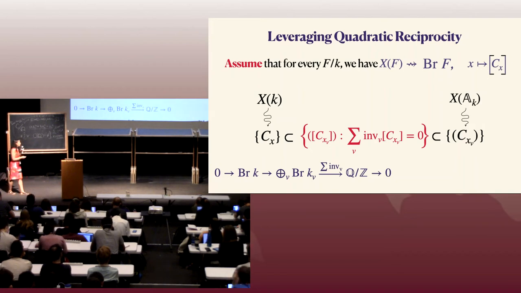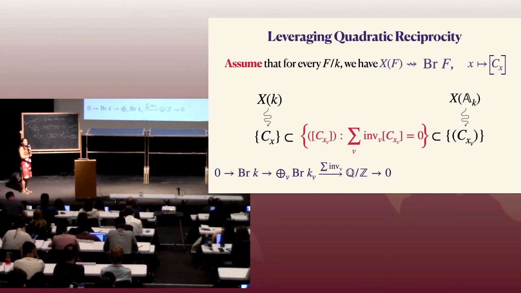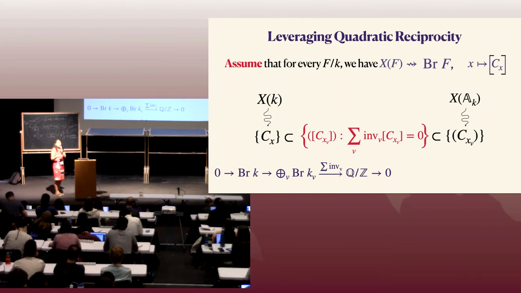So for us, we just need to know that it fits into this exact sequence. So it carves out what Br K is. And then in the exercises, you'll work through what this means for the two torsion. So this is sort of a translation of the things that I said about conics just into the Brauer group terminology instead.